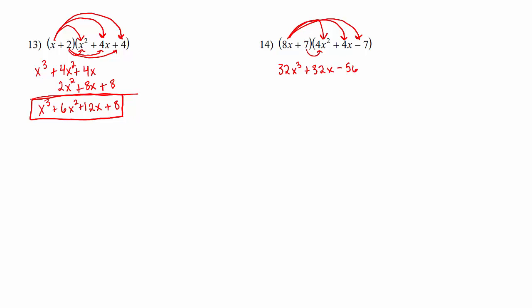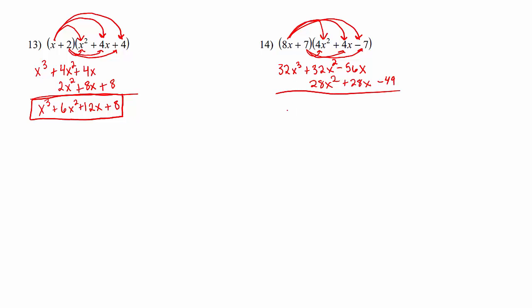We do 7 times 4x squared. I screwed up my x's here. This is x squared, and this has an x. Sorry about that. 8x times 4x is 32x squared. 8x times negative 7 is negative 56x. 7 times 4x squared is 28x squared. 7 times 4x is 28x. And 7 times negative 7 is negative 49.